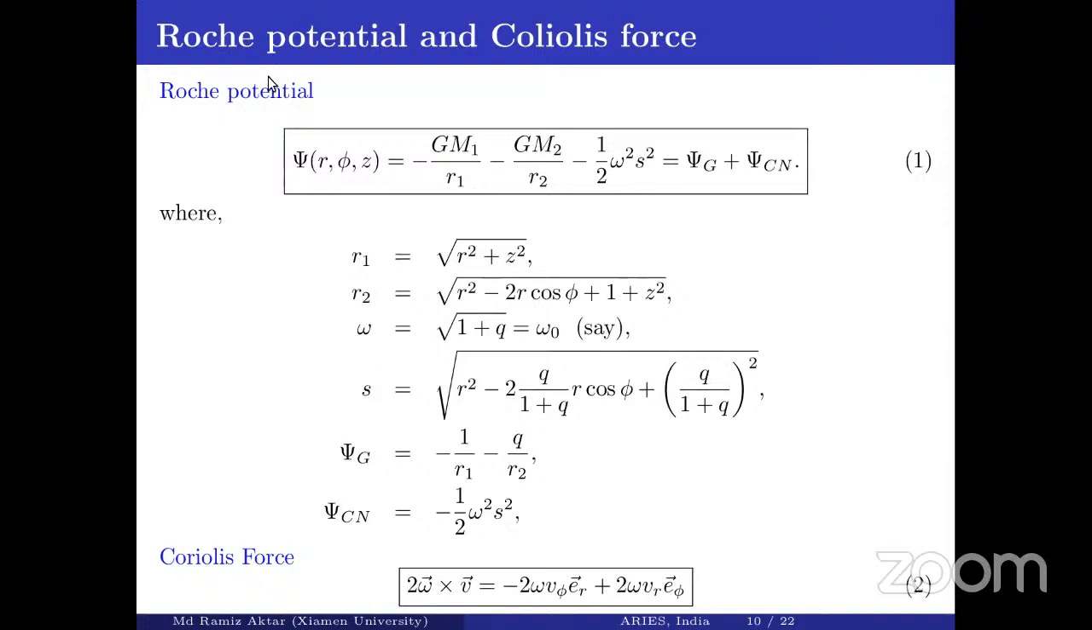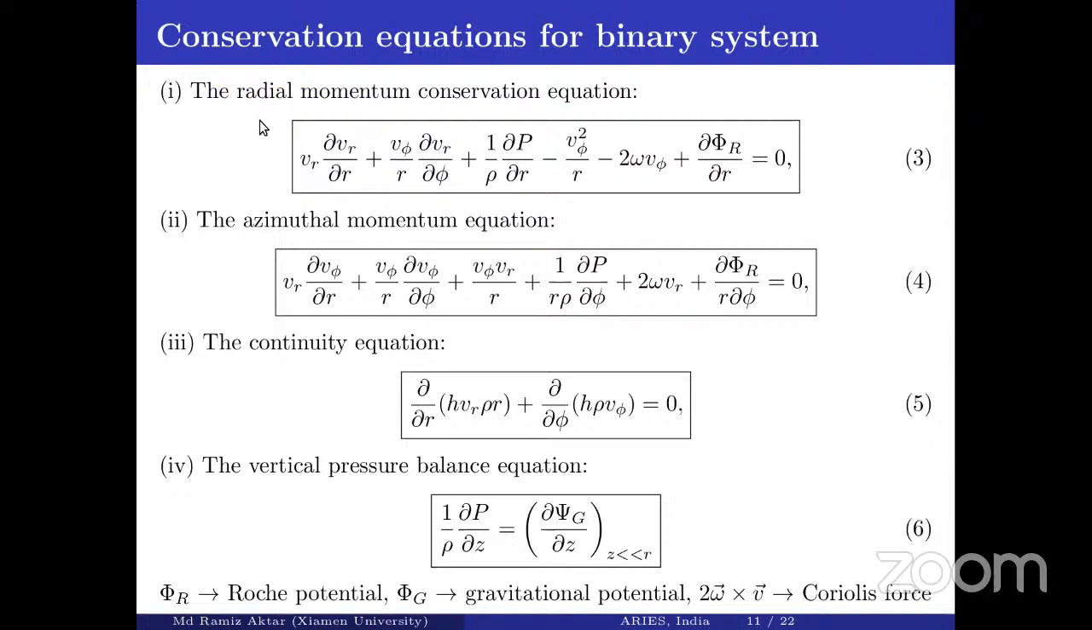These are the conservation equations for the binary system. First we need the radial momentum conservation equation. This is the radial momentum conservation, where V_R is the radial velocity, V_phi is the azimuthal velocity, R is the radial distance, P is the gas pressure, which I already mentioned, and rho is the density. This term comes from the Coriolis force, this is the Roche potential or the Roche force, and this is the azimuthal momentum.